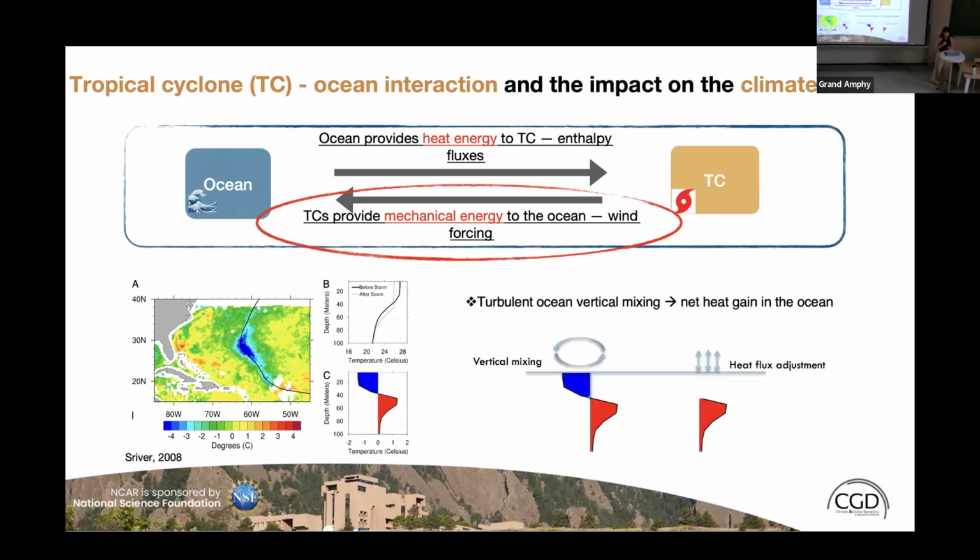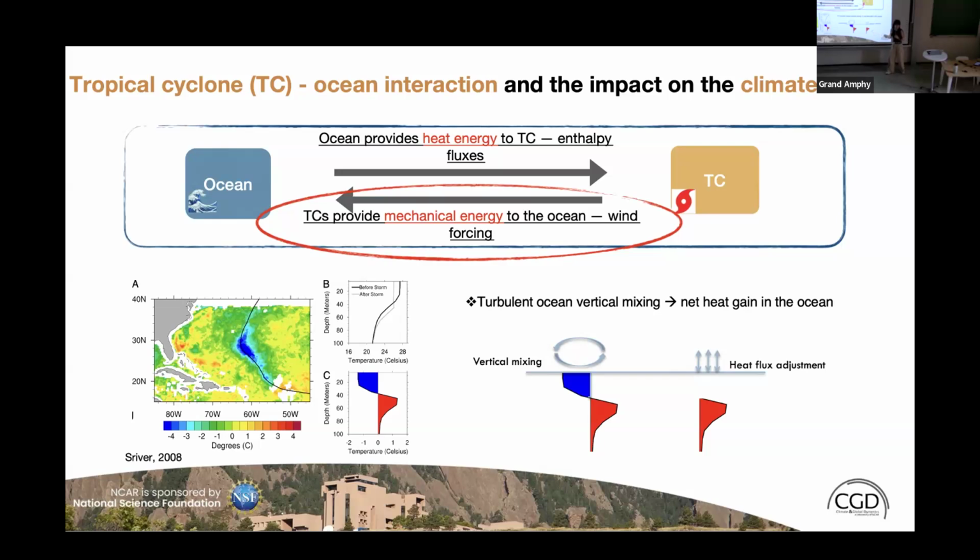So after this temperature redistribution, after about days to weeks, or maybe even a month, your near surface cold temperature anomaly will eventually be restored to pre-storm conditions, mainly through the heat flux adjustment with the atmosphere. But the warm temperature anomaly, if it's pumped down deep enough to the ocean thermocline, where it is well protected from the surface processes, can stay there for a much longer time. If it can survive the winter mixed layer deepening, it can be there on interannual timescales or even on decadal timescales.